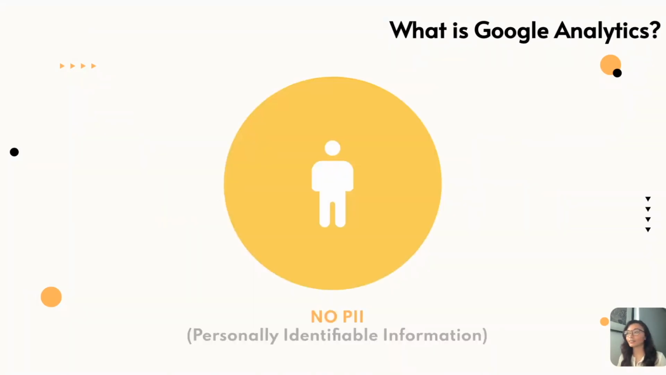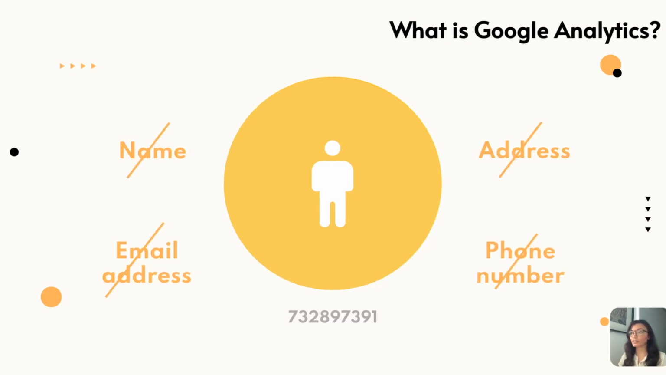Google Analytics doesn't collect PII. Now, PII is personally identifiable information. So you might have heard about GDPR. This is in that realm. So PII is any data that could potentially identify a specific individual. So any data that could tie back to Casey.